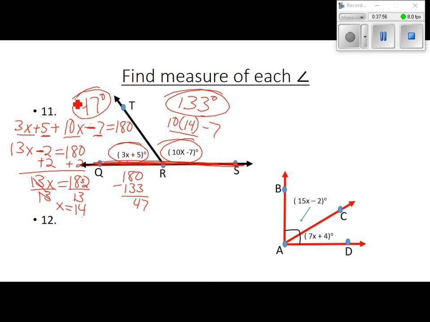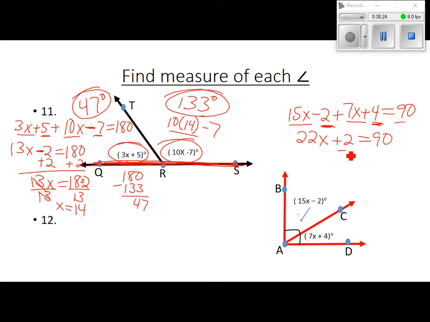Number 12. Instead of being supplementary, we know that these two angles are complementary. So I'm just going to take these two angles and add them together to equal 90. So 15x minus 2 plus 7x plus 4 equals 90. Collect like terms. 22x, a minus 2 and a positive 4 give you plus 2 equals 90. Subtract 2 on both sides. You get 22x equals 88. Divide by 22. You end up with x equals 4.